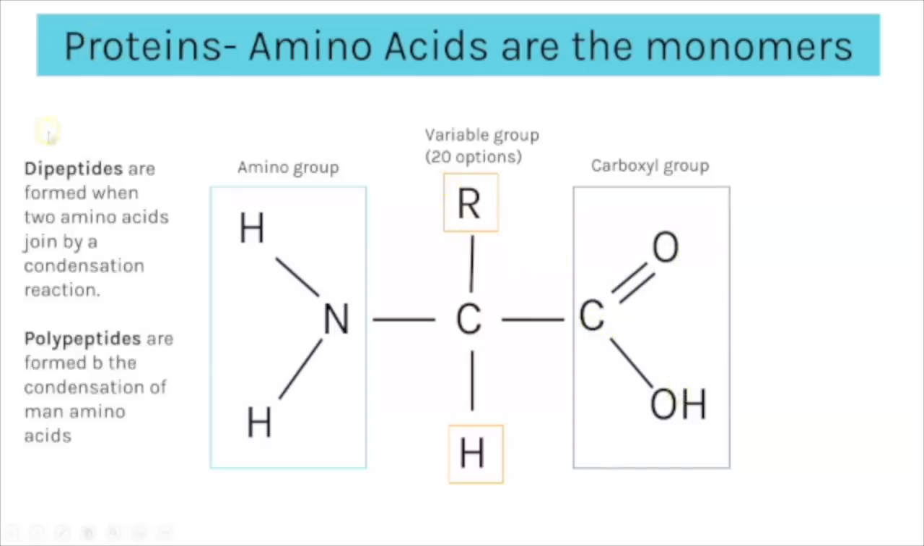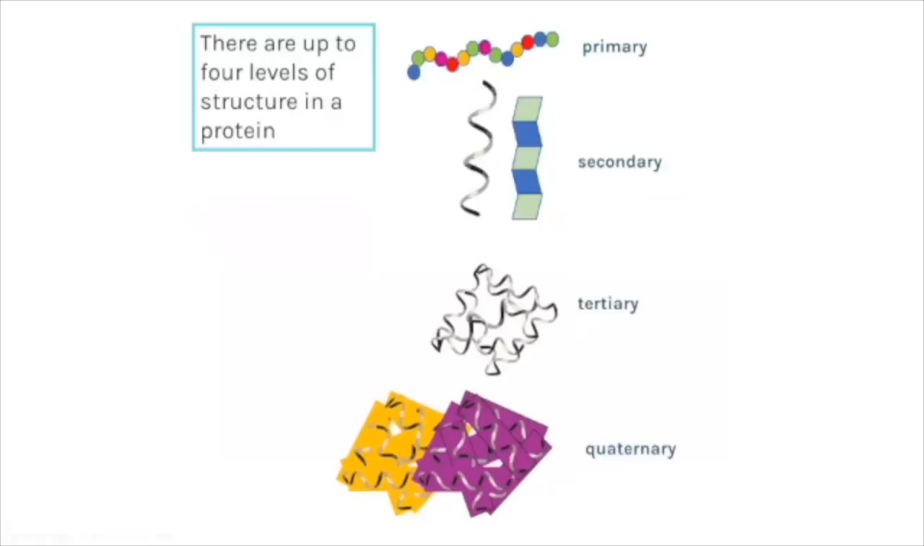Now, to make a dipeptide, which means 2 amino acids bonded together, it would be a condensation reaction, so water would be removed. The bonds that would form would be a peptide bond. To make a polypeptide, that would be when you'd have multiple amino acids joined together and multiple condensation reactions, still all joined together by peptide bonds.